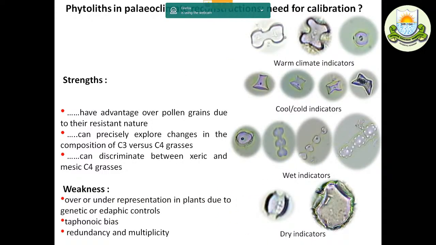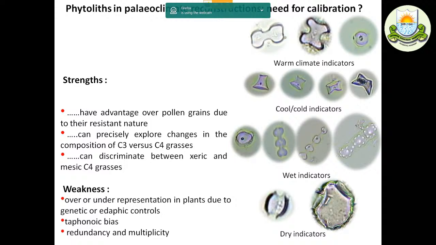Now, like other paleoclimatic proxies, I have just told you the strengths of phytolith research, but they still have some demerits. Some weaknesses are also there for phytoliths, and we have to overcome this. To overcome this, we should know the weaknesses first. So what are these weaknesses? They have some over or under representation issues due to genetic or edaphic controls on taxonomic bias, and the most important thing is redundancy and multiplicity.